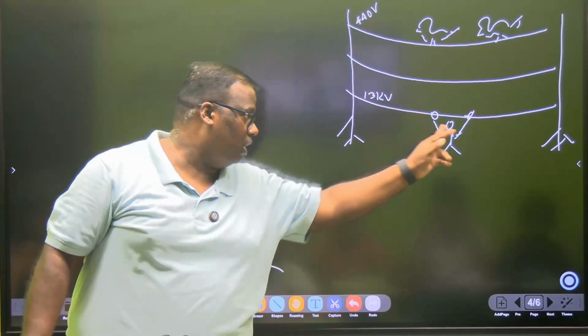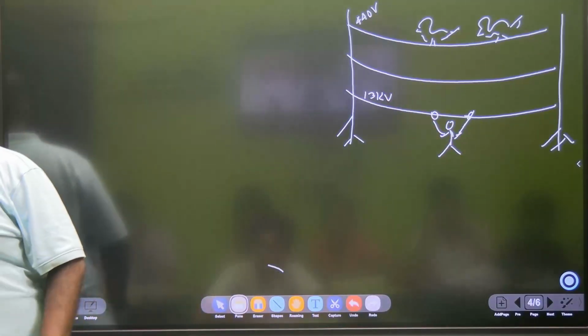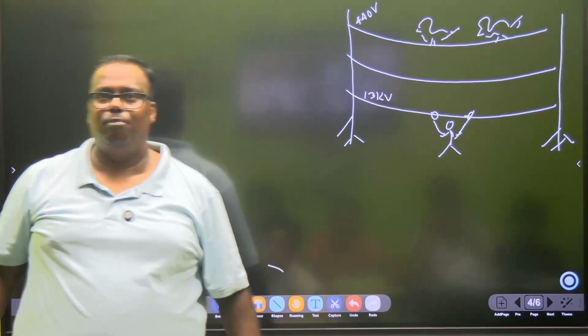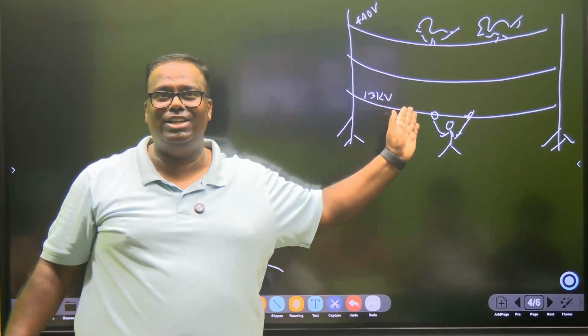So I have put Anurag, I'm hanging Anurag now on 13 kV. Nothing is happening to him. Why? Because there's less current flowing. The voltage is at 220, you will be fried.